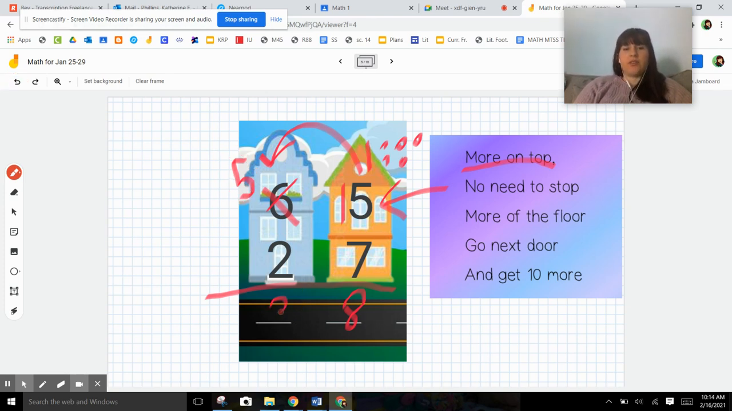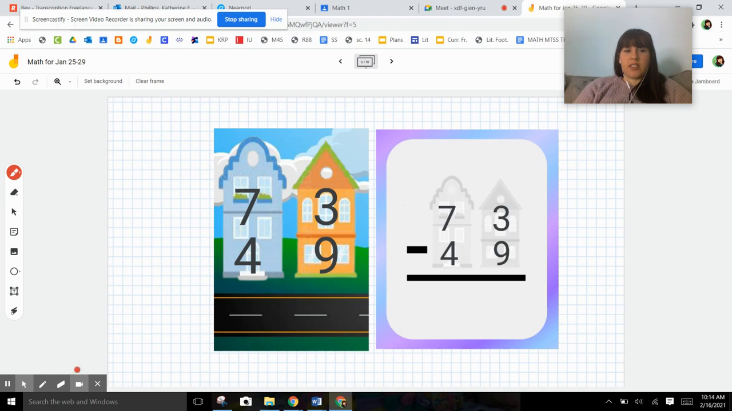5 minus 2 is 3. And don't forget, if you're having trouble with those, you can use your hands. 5 minus 2 equals 3. You can also do dots over in the extra area. Okay. All right, so let's do this next equation.